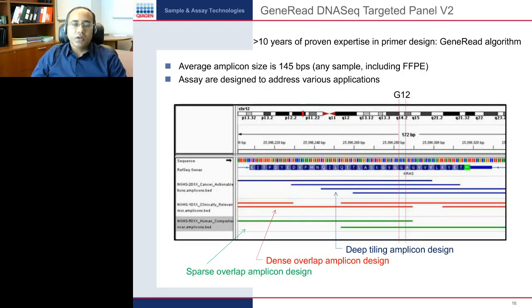If you really look into FFPE, you'll know that FFPE samples usually have degraded DNA, and the DNA fragment size is in the range of 150 base pair. With our average amplicon size around 145 base pair, the GeneRead DNAseq targeted panels are ideal for analyzing FFPE samples for next-gen sequencing.